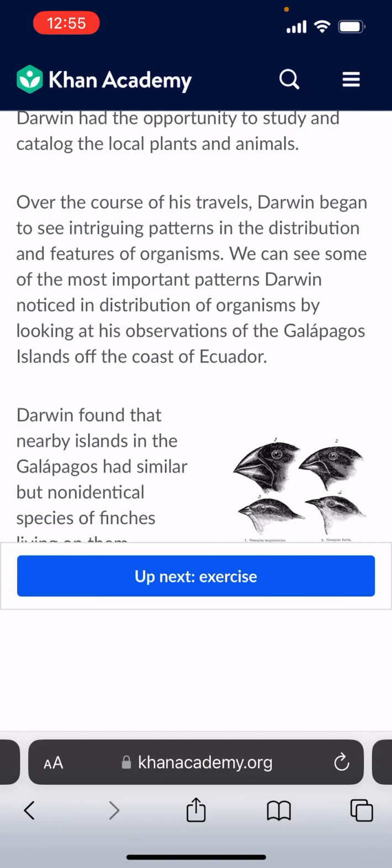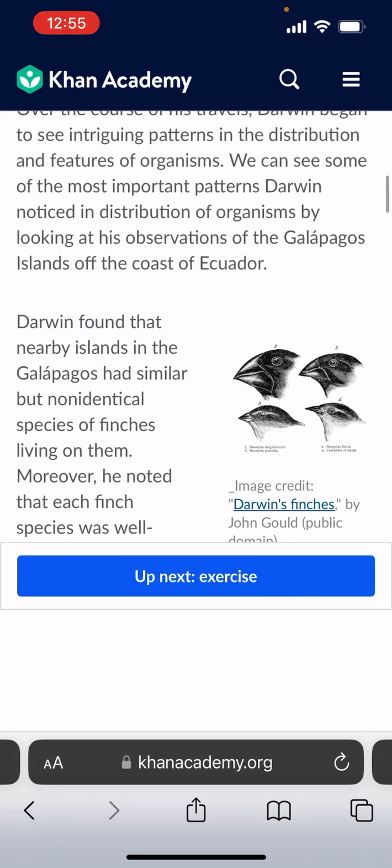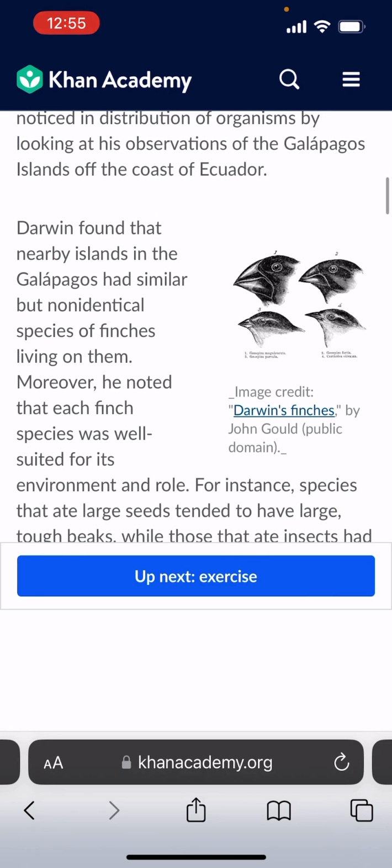some of the most important patterns Darwin noticed in the distribution of organisms by looking at his observations of the Galapagos Islands off the coast of Ecuador. Darwin found that nearby islands in the Galapagos had similar but non-identical species of finches living on them. Moreover, he noted that each finch species was well suited for its environment and role.